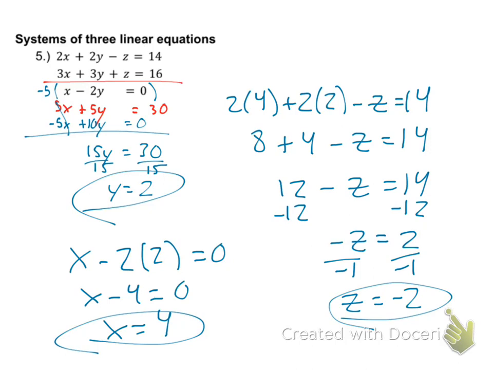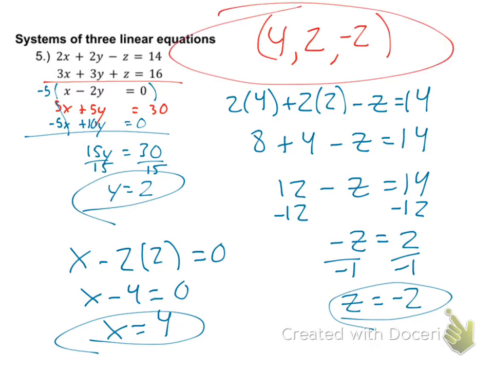There's one last thing that I'm going to ask you to do. So we got the right numbers, but this is a system, which means where do they all intersect? It's a point. The point should be x, comma, y, comma, z. So what is it? 4, comma, 2, comma, negative 2. And that is solving the system.